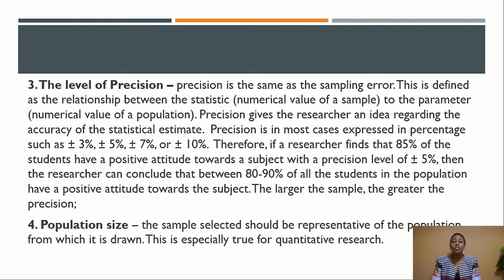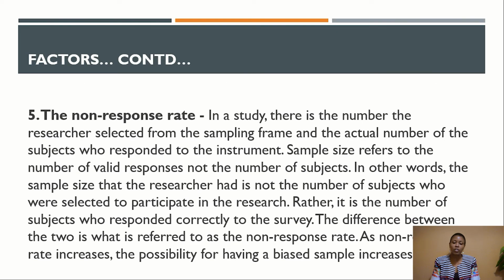Factor number 4 is population size. The sample selected should be representative of the population from which it is drawn. This factor is especially true for quantitative research, where generalization of research findings is key. Therefore, the sample that you draw in a quantitative study should be representative of the population.